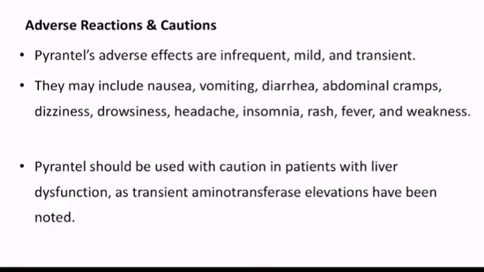Side effects and cautions: pyrantel pamoate adverse effects are infrequent, mild, and transient, and may include nausea, vomiting, diarrhea, abdominal cramps, dizziness, drowsiness, headache, insomnia, rash, fever, and weakness. Pyrantel pamoate should be used with caution in patients with liver dysfunction, as transient aminotransferase elevations have been noted. Thank you very much for your attention.